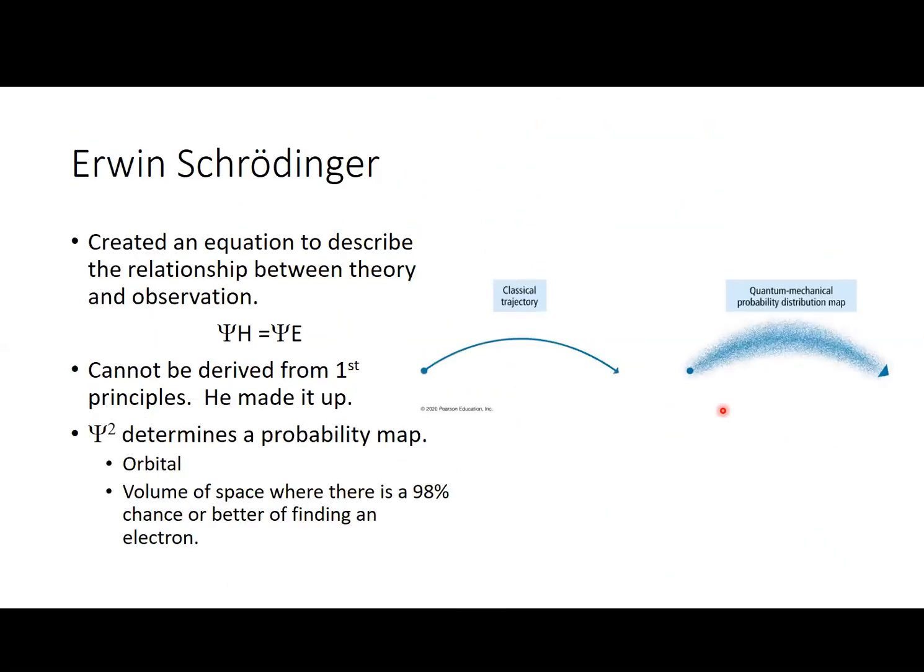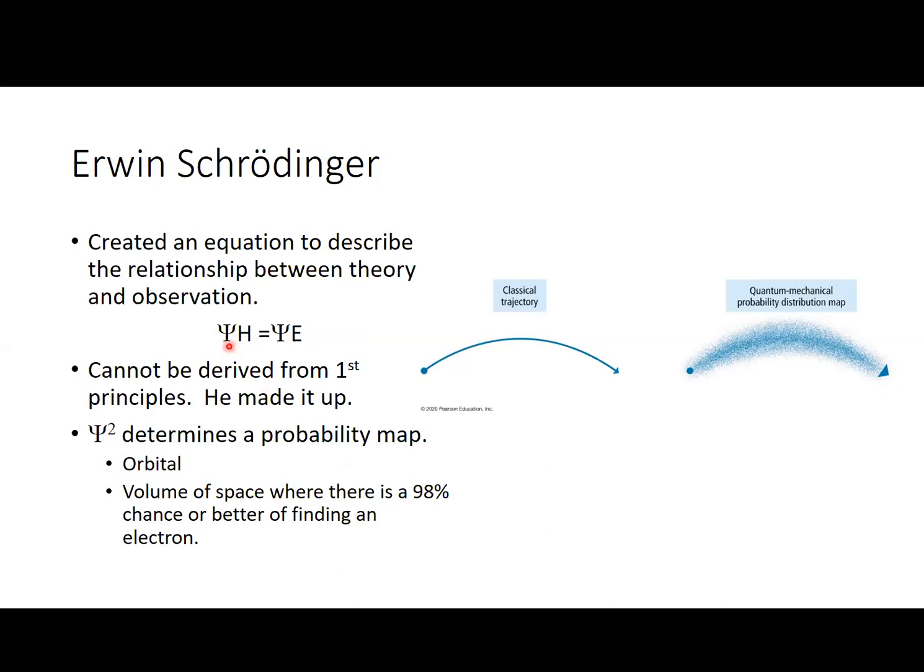Erwin Schrödinger is the guy who's famous for Schrödinger's cat, a nice analogy for how you think about these things. He created a way to describe the relationship between theories and observations, and he literally made this up. He was on a ski vacation with someone he was not married to, something he apparently did a lot. But he came up with this equation, which is psi H equals psi E. And you're like, well, cancel out the psi's, H equals E. Donezo. No, that's not how it works.